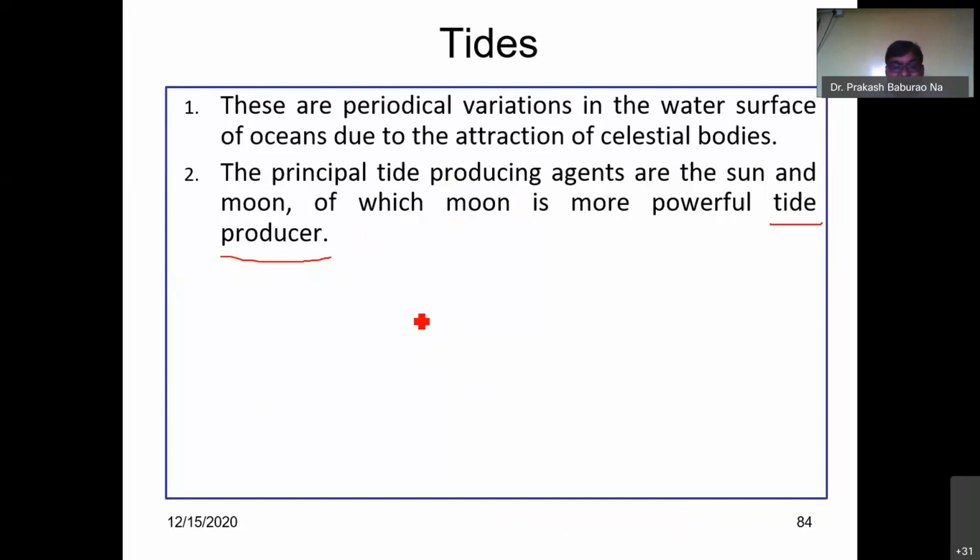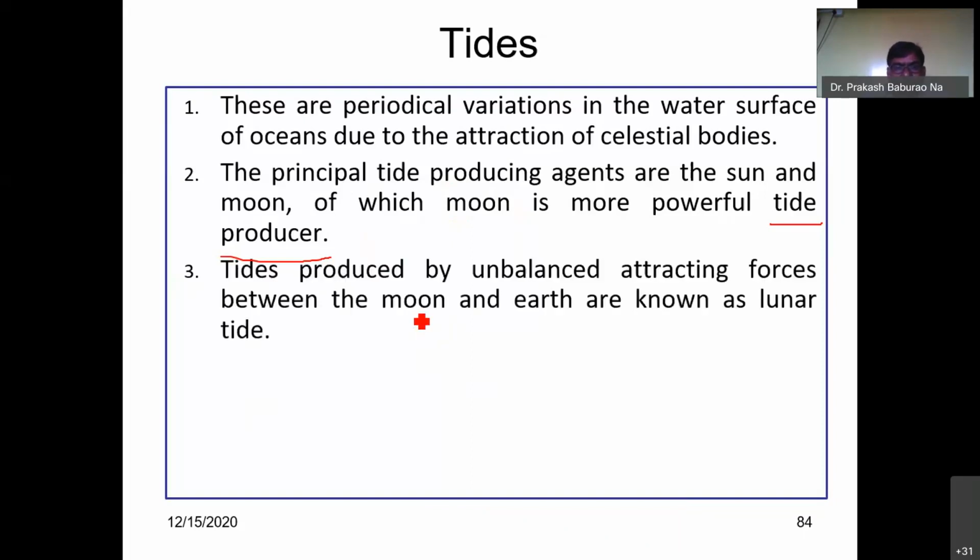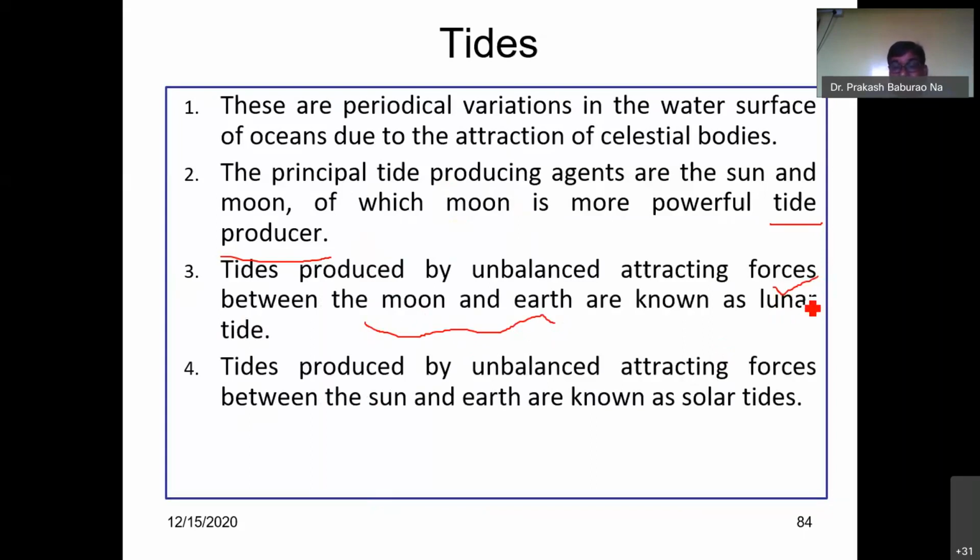You know this in the hydrological cycle in water resources. Always I tell you, the sun is the major source of the hydrological water cycle. And here in the tides, the tide producers are only two agents, the sun and the moon. Tides produced by the unbalanced attracting forces between the moon and the earth are known as lunar tides. Please note down: if attraction between the moon and earth takes place, then the tides are named lunar tides. The second thing is that tides produced by unbalanced attracting forces between the sun and the earth are called solar tides. These are the two types of tides.